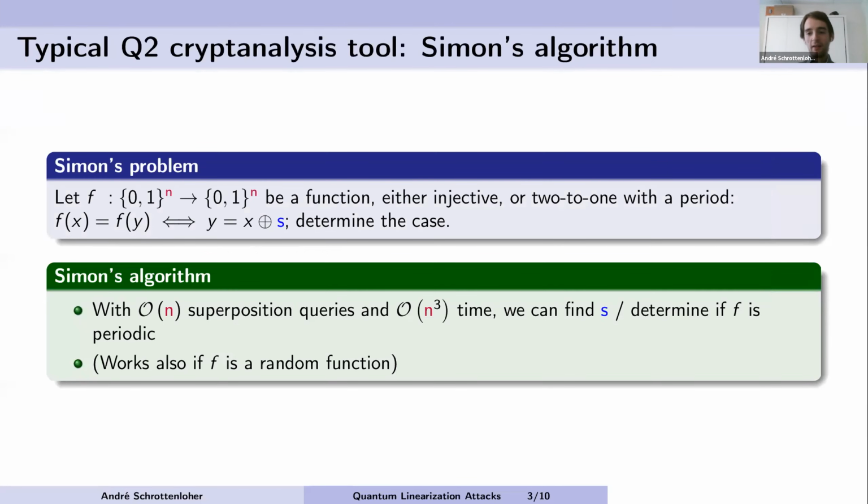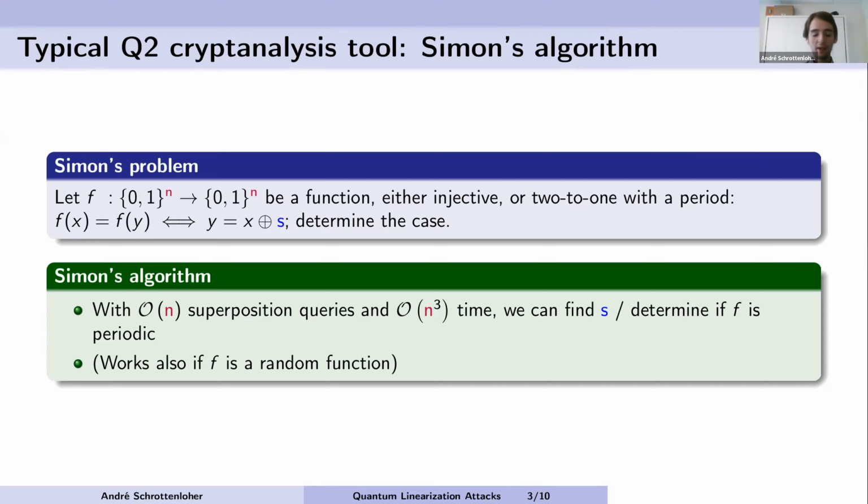Typically in superposition attacks, we use structure-finding tools, dedicated quantum algorithms to find hidden structures. A typical tool for that is Simon's algorithm, and it's also one of the tools that we use in our paper. Simon's problem is the following. If you have a function that is either injective or has a Boolean period, meaning that x and x XOR s, for this period s, always have the same image, then you can recover the period very easily with a quantum algorithm that makes superposition queries to f. It is done in polynomial time.